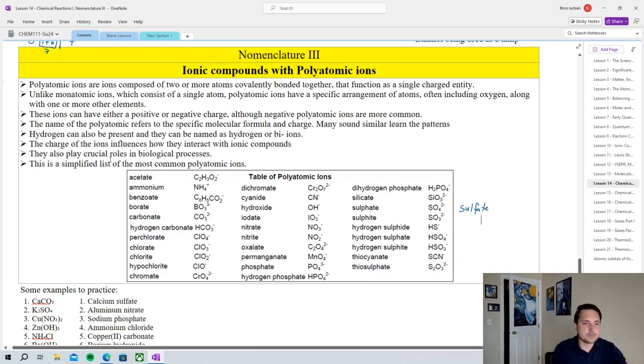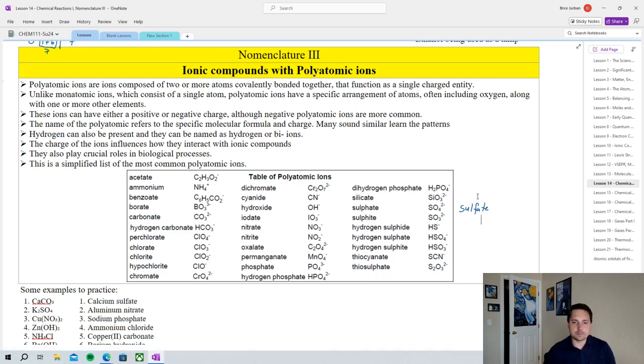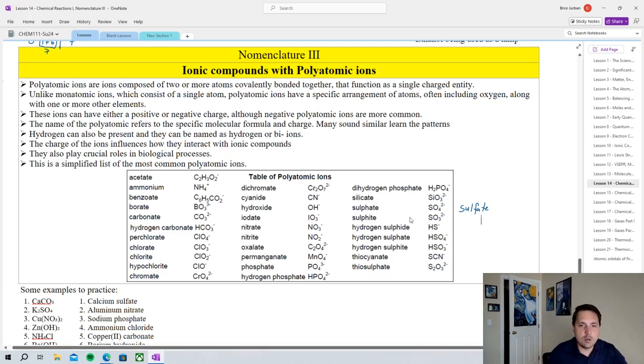going through these. But these polyatomic ions are going to be important if you go on to study biology and especially medicine, because you'll see these listed as indicators in medical charts all the time. So knowing these polyatomic ions is really helpful.